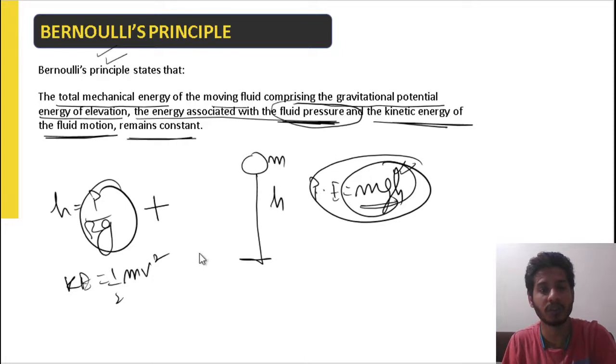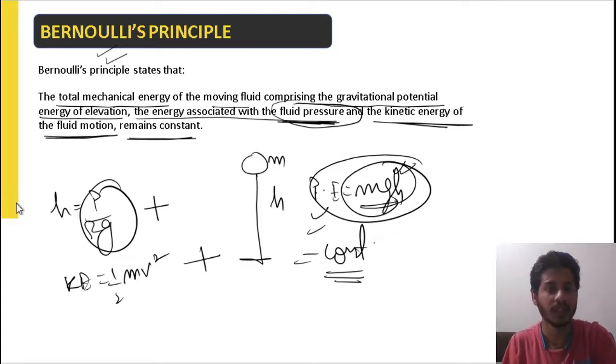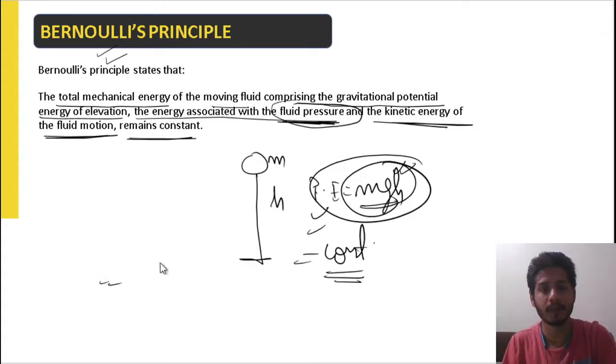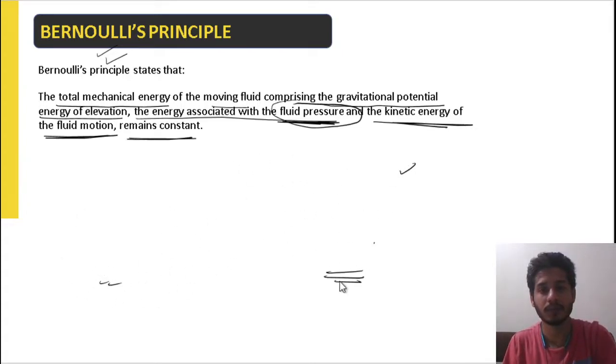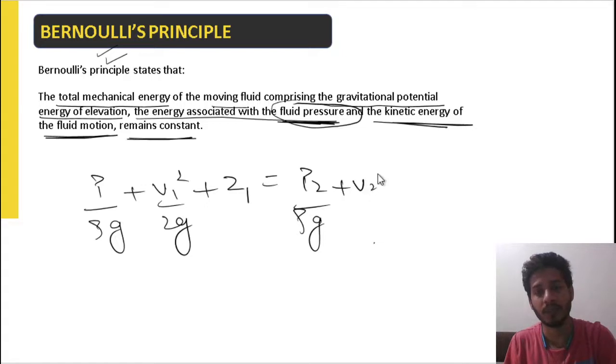The summation of all these energies is basically what? Constant. This is what Bernoulli says, right? So in standard form, I can write, remember this equation. We will apply this equation only in terms of head. Suppose there is a section 1 and section 2: P1 upon rho g plus V1 square upon 2g plus Z1 is equal to P2 upon rho g plus V2 square upon 2g plus Z2.